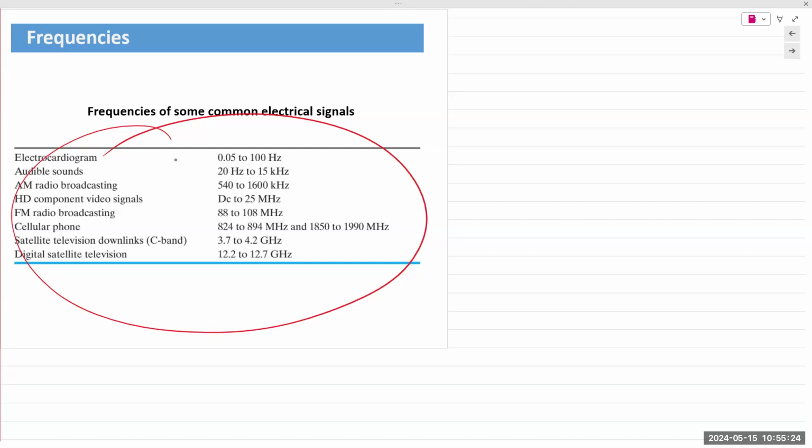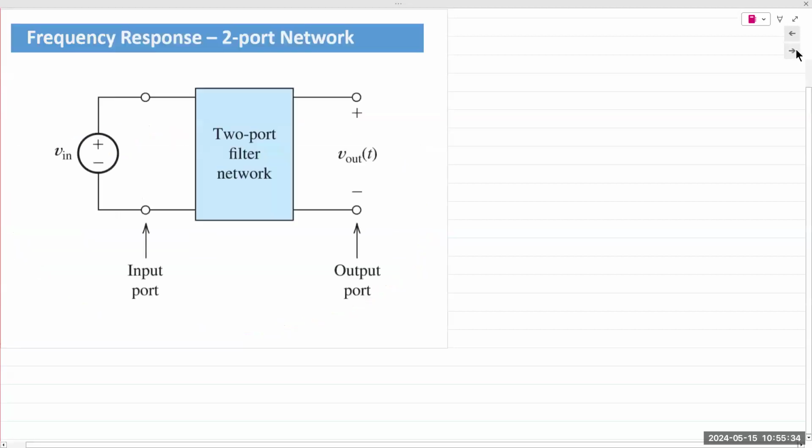Anyway, so there are circuits that will filter out unwanted signals, unwanted electrical signals. They are known as electrical filters, and that is based on the concept of the frequency response of inductors and capacitors. Hence the title of this chapter, frequency response.